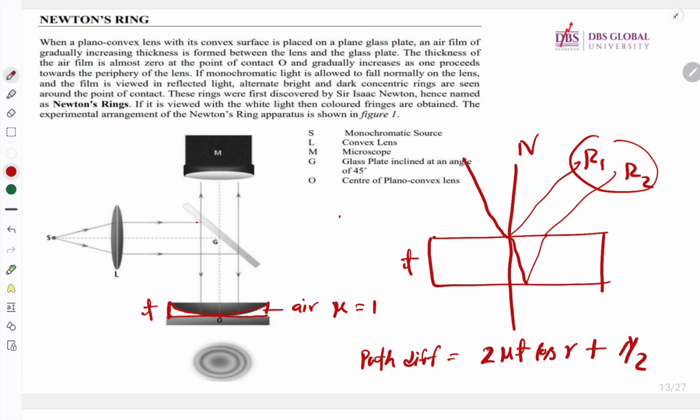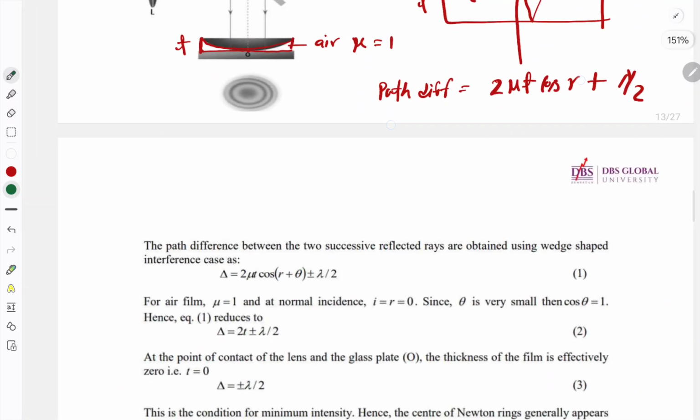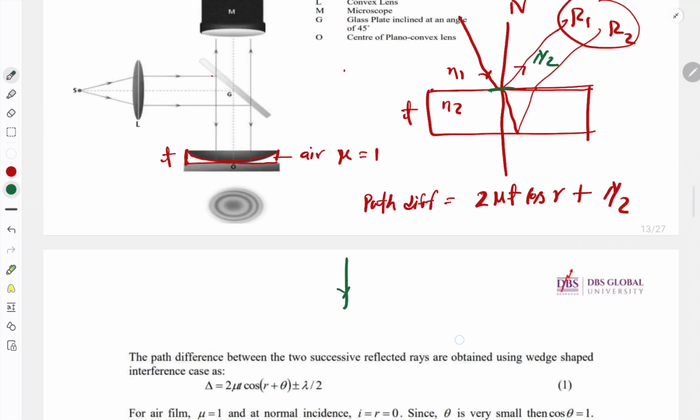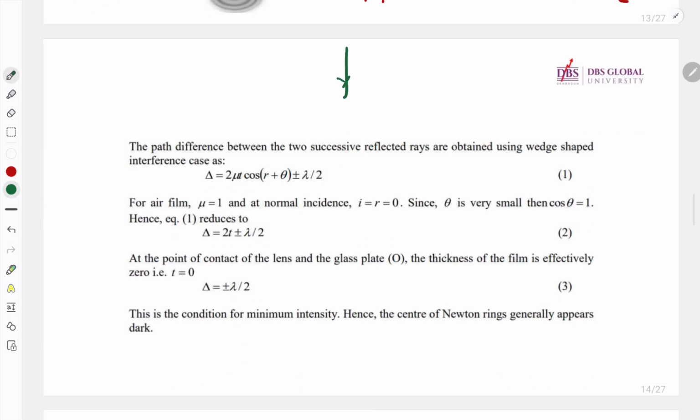Because there is a basic fundamental principle of optics that when light is reflected from a dense surface, there is an extra path difference. See, below this there is a dense surface, above this there is a rare surface. So when light is reflected from a dense surface, there is an extra path difference of lambda by 2. So the path difference between the two rays producing the Newton's ring is 2 mu t cos r plus or minus lambda by 2. Since the rays are incident normally on this plano convex lens, r is 0 and theta is very small.